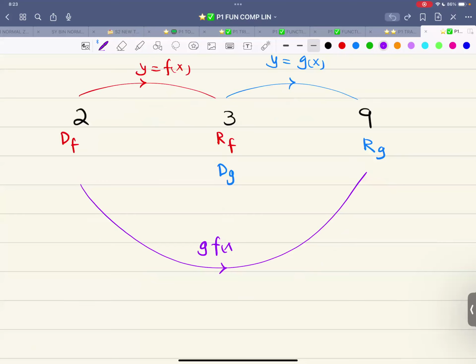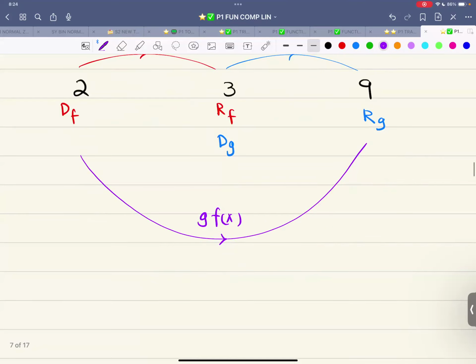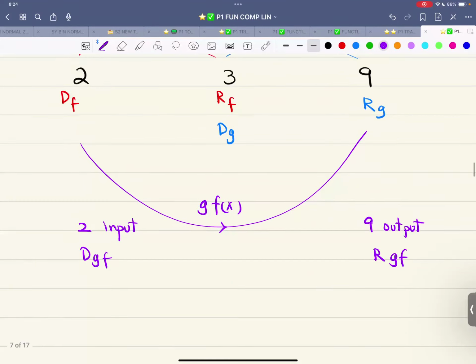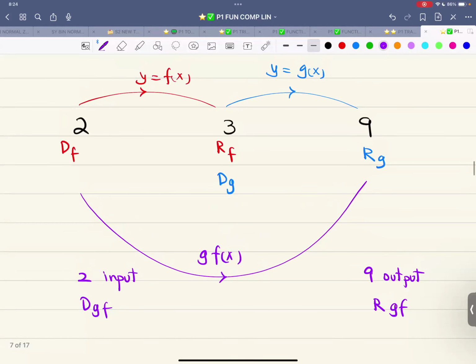So for the purple graph, I'm just writing x properly. For the purple graph, 2 is the input. For the purple function, 9 is the output. So 2, that is the domain of gf. 9, that is the range of gf. All good, all clear? Very important. And this thing we will be focusing on a little bit further later on.